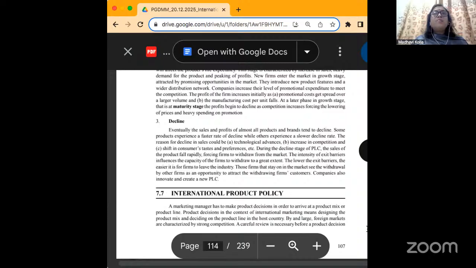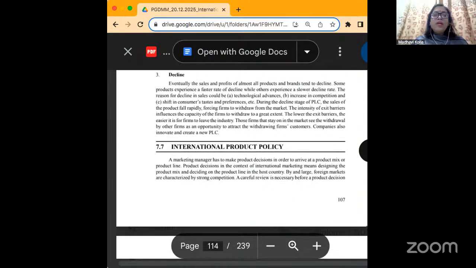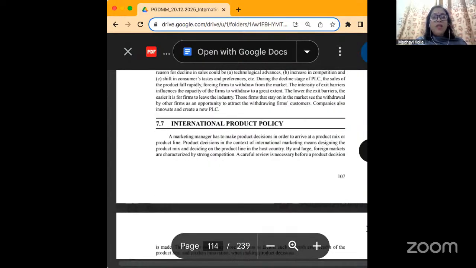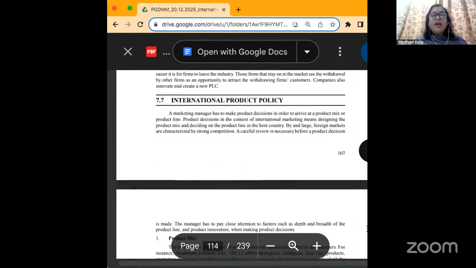So if a customer is beginning to prefer one product over the other because of the change in technology or new products being introduced, or the same products but with a different twist, easier supply or cheaper cost, there has to be a consideration in terms of the gradual decline of your products as well. So, in terms of the international product policy, a marketing manager has to make product decisions in order to arrive at a product mix or product line.